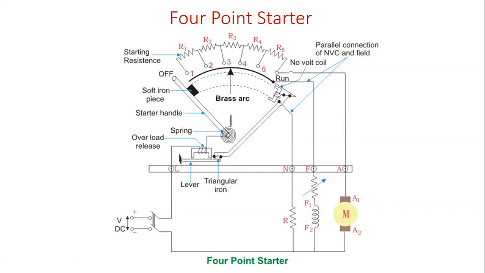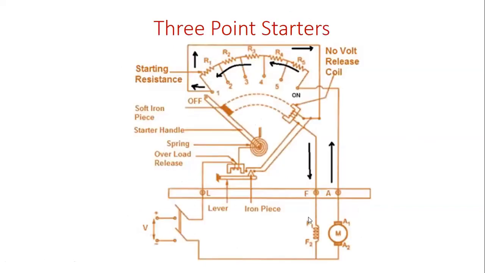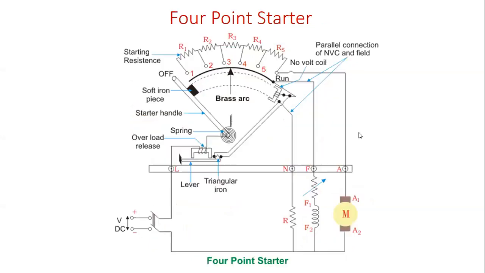That is important, right? Whereas in the case of a 3-point starter, if I want to vary the field current, it is straightly connected to the no voltage coil, such that if I reduce the field current, the magnetism will be reduced in this no voltage relay coil. In the case of this 4-point starter, if I reduce or increase the field current, it won't directly impact the no voltage relay coil, right? The no voltage coil will not get any impact from the variation of the field current.